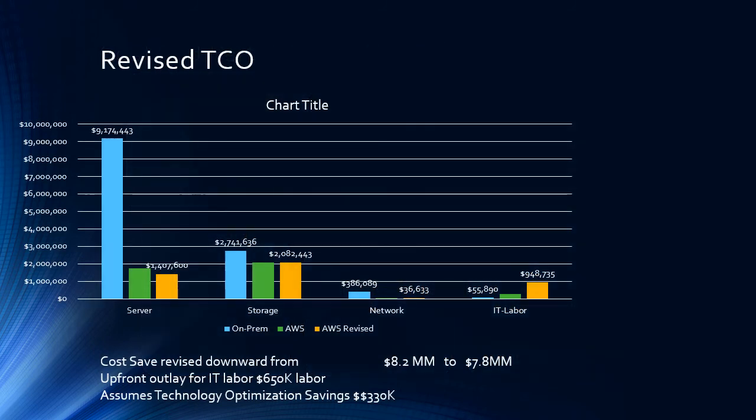Now on to our revised TCO. We see a cost save of $7.9 million. That represents a 3-year cost save after accounting for the additional $650,000 of IT labor costs. And to keep myself honest, I realized that I did not account for project management services, which would downward revise these estimates by an additional $300,000, to $7.6 million. My apologies for that, and I'll be updating the slides. But it also assumes technology optimization savings of $330,000 based on a 10% optimization effort for 2 years.